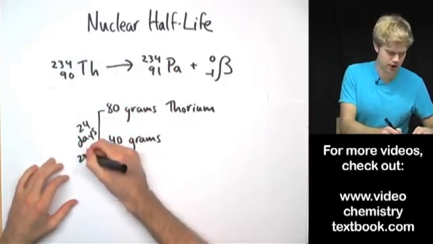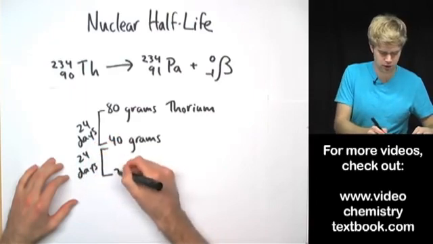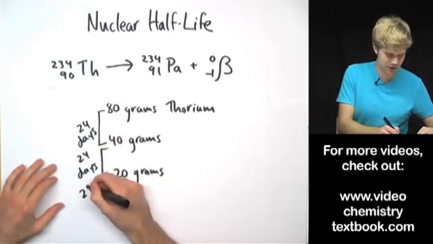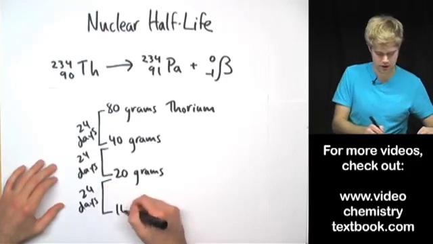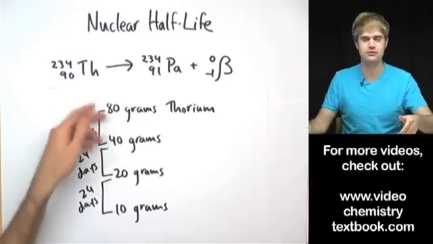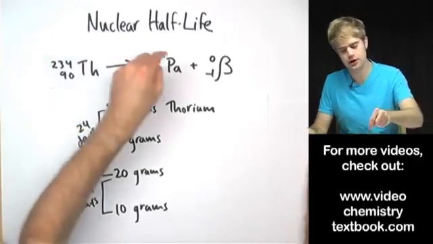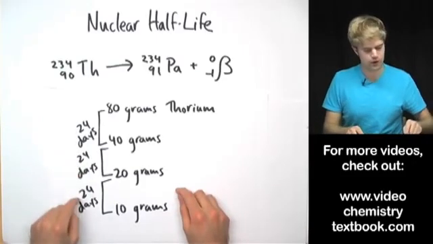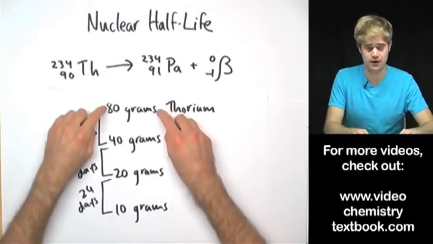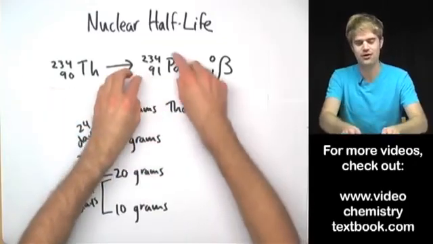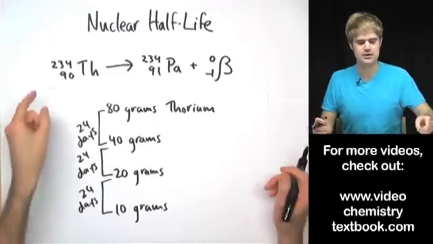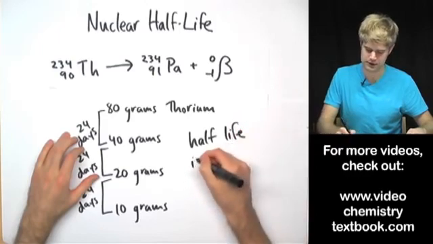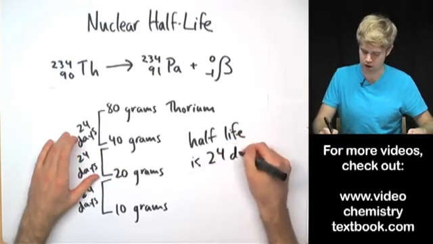Now, after another 24 days, there's only 20 grams of thorium left. And after another 24 days, there's only 10 grams of thorium left. All the rest has turned into protactinium. So here's the thing. Every 24 days, the amount of thorium that we have gets cut in half because the other half becomes protactinium. So we'd say that for this process, for this reaction, the half-life is 24 days.